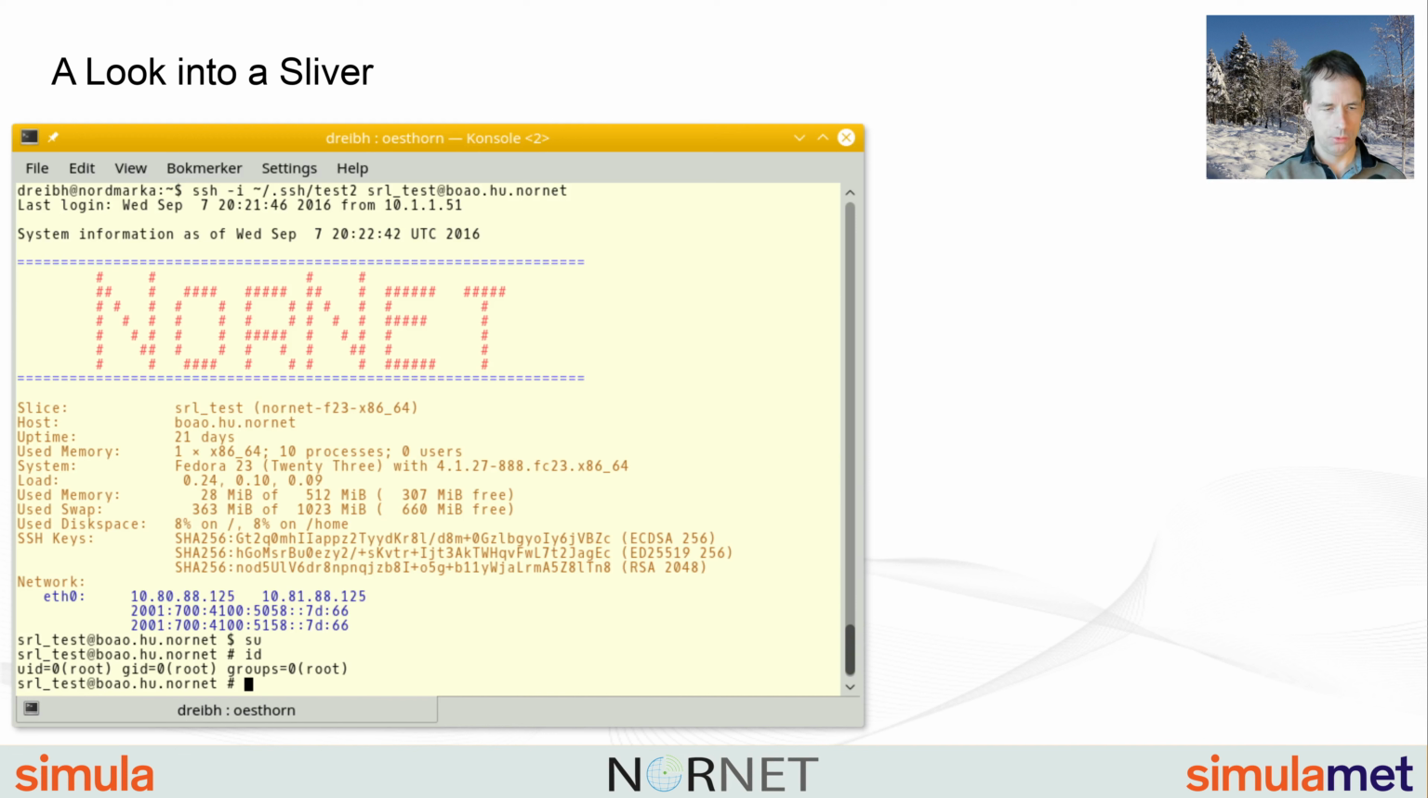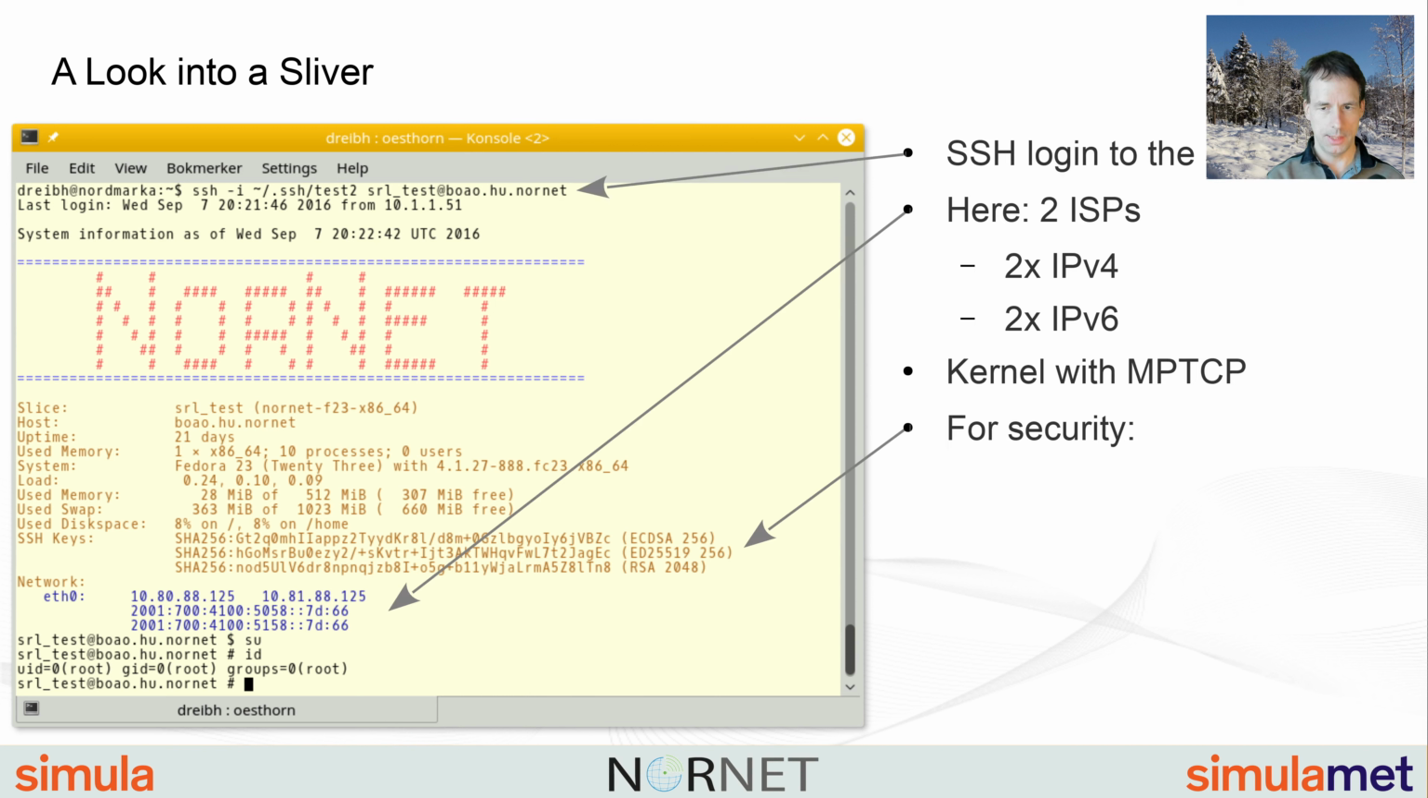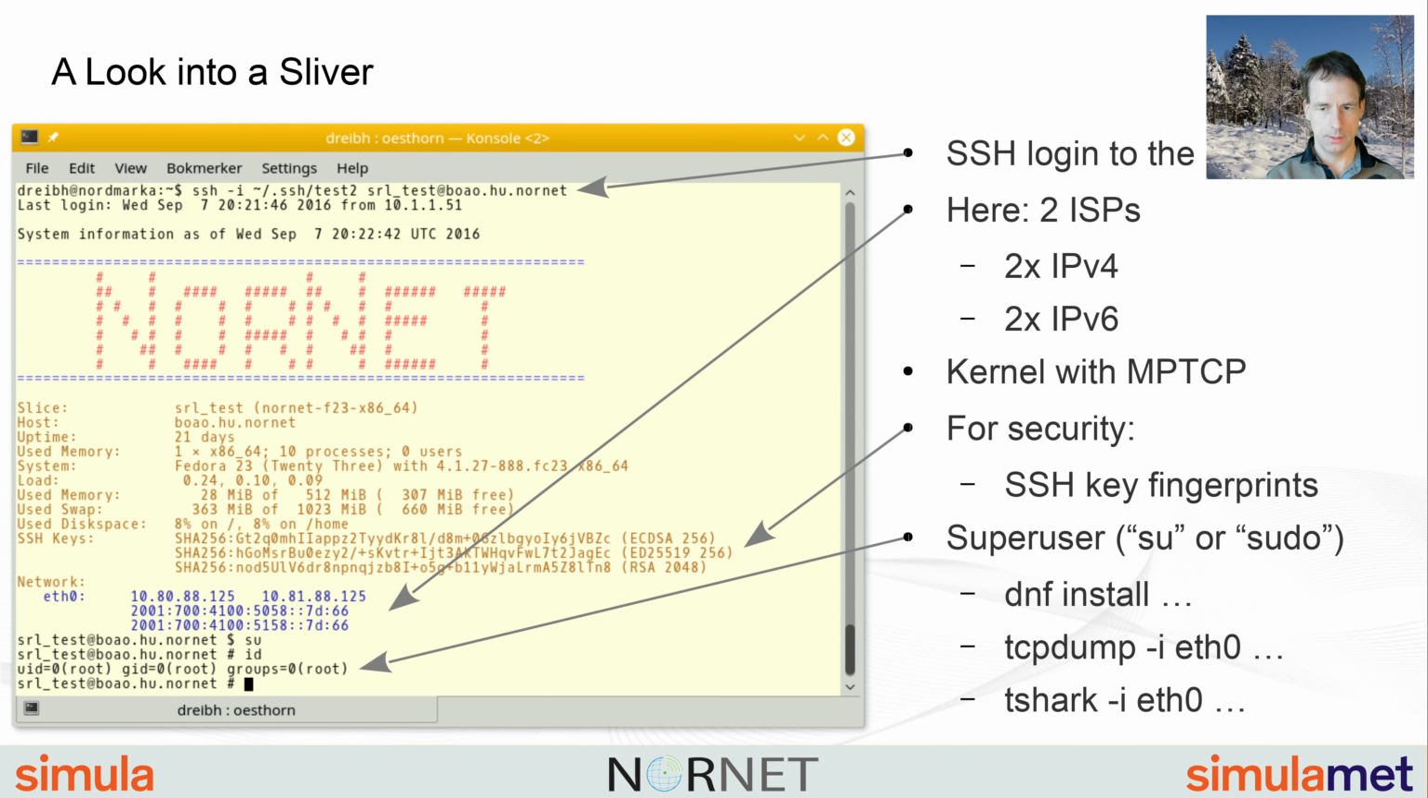And if you look into such a research node, obviously it looks like a normal Fedora Core system, providing you an Ethernet interface with all the addresses of the site. In this case, this is the look of a machine at Hainan University, which has two ISPs. One is CERNET and the other one is China Unicom. So the machine has two IPv4 addresses and two IPv6 addresses.